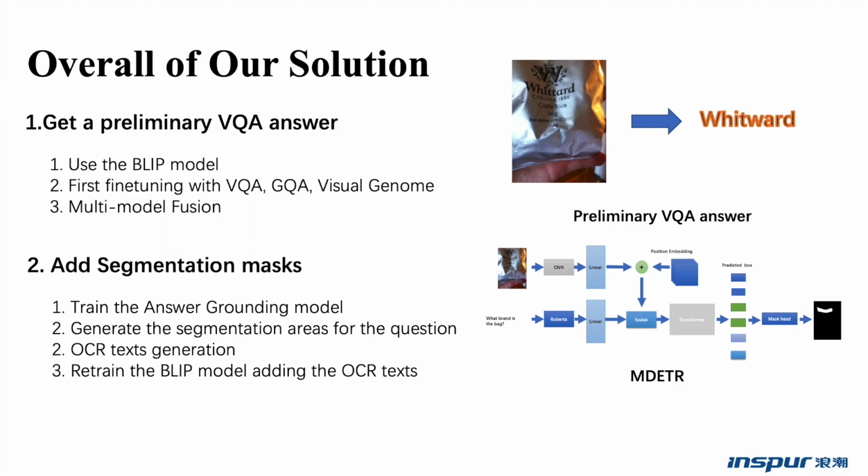The overall solution can be divided into the following parts. Firstly, we employ the BLIP model to obtain the preliminary VQA result. Secondly, we trained the MDETR model to get the segmentation mask given the question and the image. Thirdly, we generated the OCR texts of the segmented image if the image contained OCR. Finally, we added the OCR texts to the question and retrained the BLIP model. The second phase optimization can largely boost the OCR answers, especially the number questions.